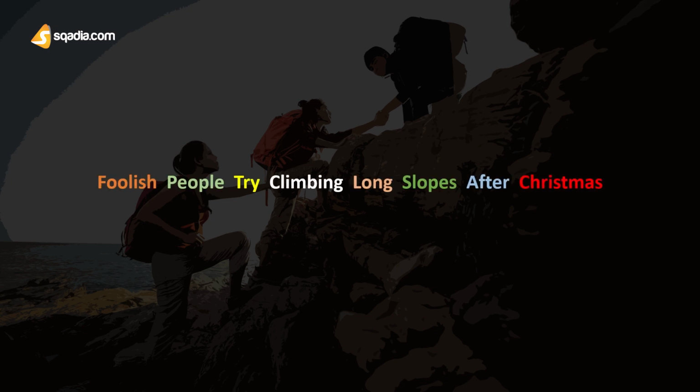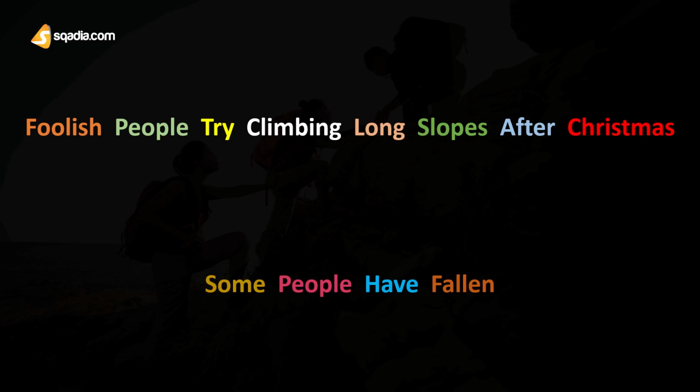Foolish people try climbing long slopes after Christmas. Some people have fallen. Over here, F stands for factor 1, a protein named fibrinogen. P stands for factor 2, also known as prothrombin. T for factor 3, which is tissue factor or thromboplastin. C is attributed to factor 4, or calcium.